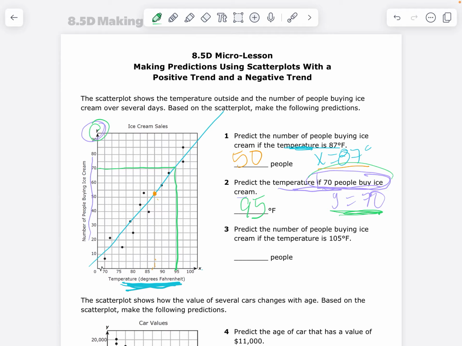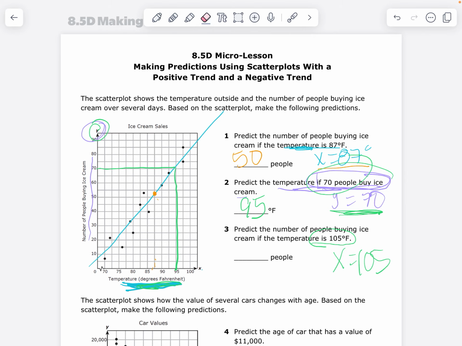So you find out what is given to you. Make sure you're looking at the correct axis, and then look at what the other value is. So let's do another one. We're going to predict the number of people buying ice cream if the temperature is 105 degrees. So the temperature is my X. So I'm going to put X equals 105.